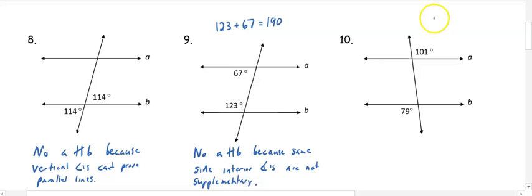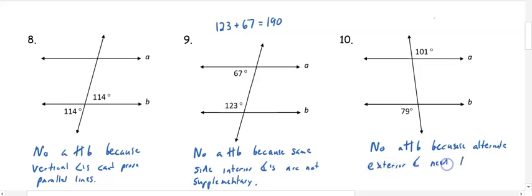In number 10, these are alternate exterior, which the relationship should be congruent, but these are showing supplementary. So the lines would not be parallel. So no, A is not parallel to B because alternate exterior angles need to be congruent, not supplementary.